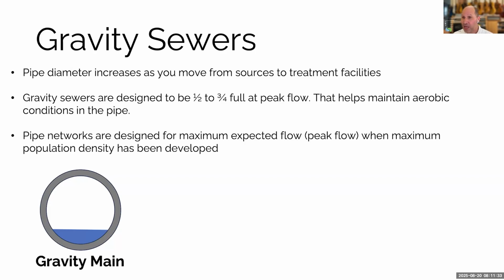So the network itself is obviously going to be designed appropriately for the population that it's going to serve. But sometimes when they're first installed, they're actually oversized a little bit. So it's going to be designed for the maximum expected peak flow, but also for when maximum population density has been developed. So in some growing areas, there's a tendency to overbuild a little bit to begin with.